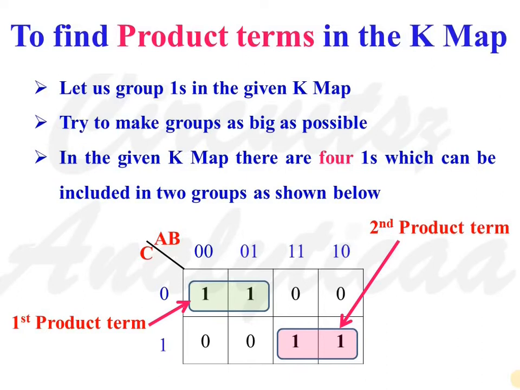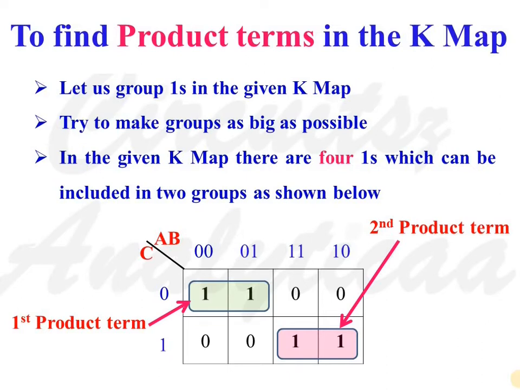Try to make groups as big as possible. So first of all, you check whether it is possible to make a group of 8 ones. Here there are 4 zeros in this K-map. That means there are only 4 ones. So we cannot make a group of 8 ones.